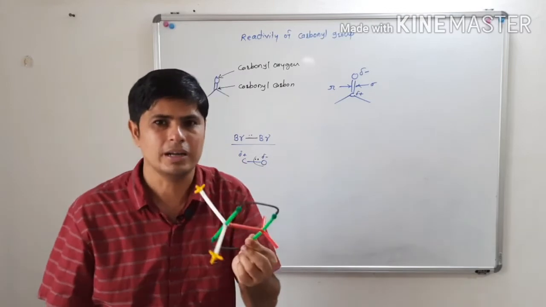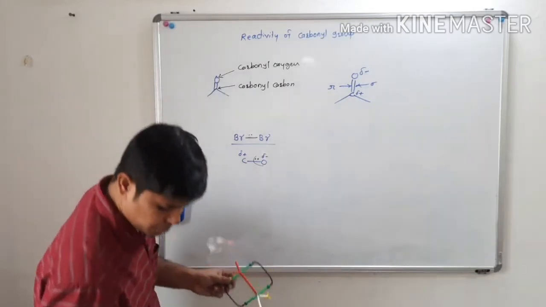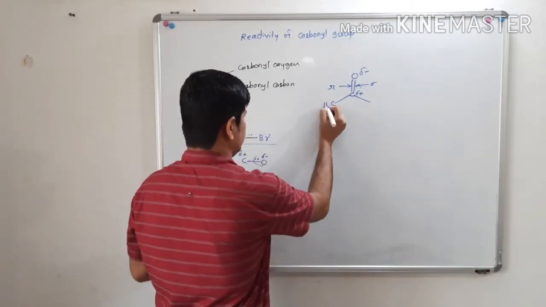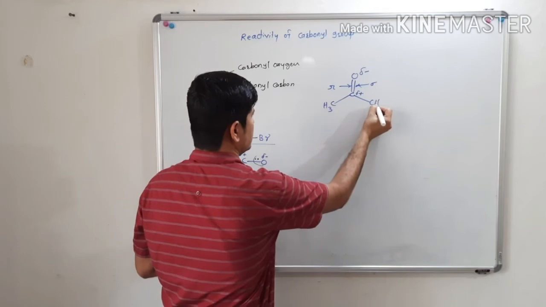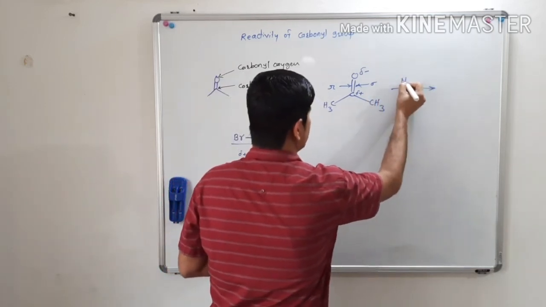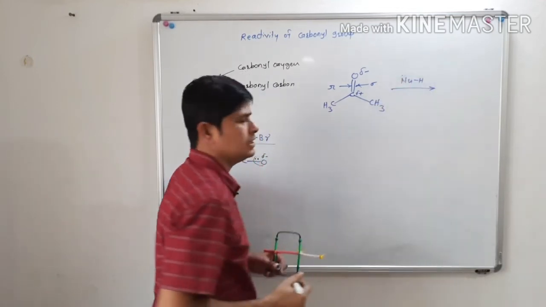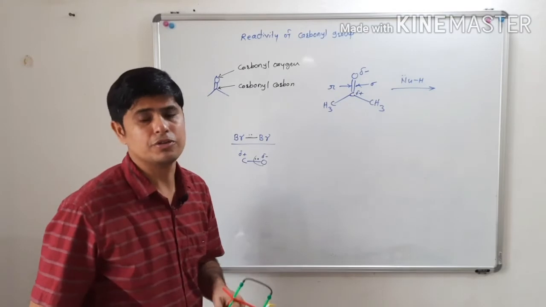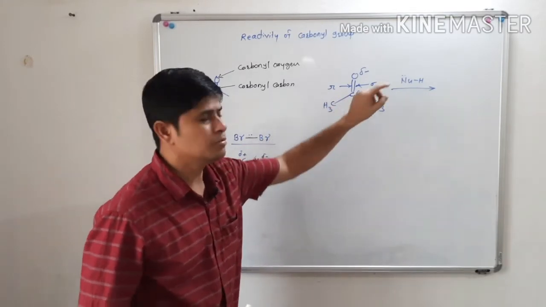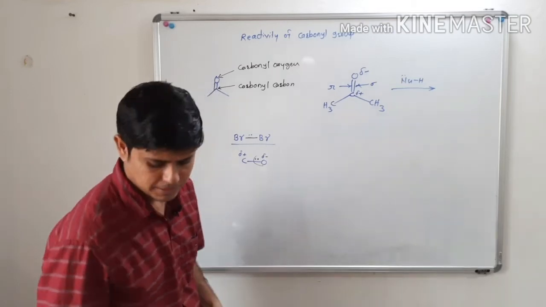Three-dimensional structure of what? Acetone molecule. Now this acetone molecule, for example, if we take acetone molecule, if we carry out reaction with a nucleophile, isn't it? So what will happen?